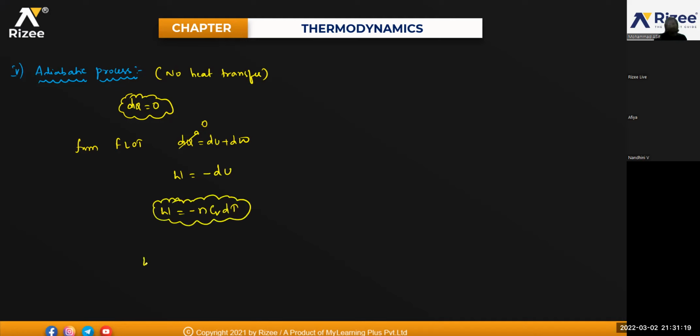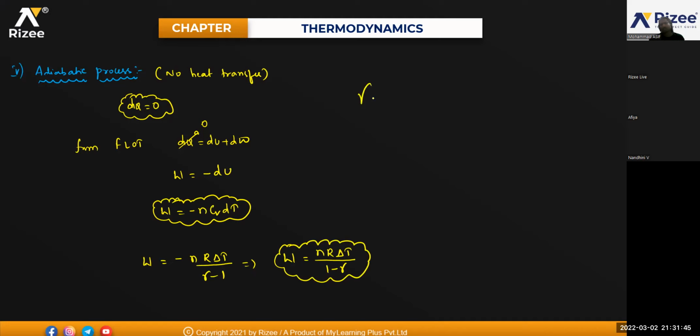Or else I can even write W is equal to minus of n, Cv is equal to R, into delta T divided by gamma minus 1. Or that is equal to, first we will simplify, work done is equal to nR into delta T divided by, if I remove this minus sign, this will become 1 minus gamma. So this is your work done.